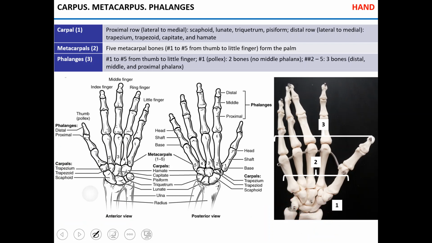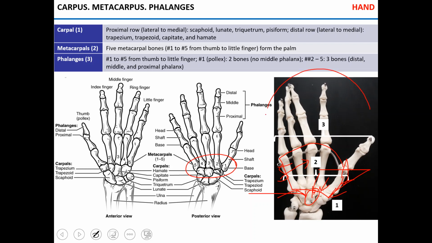Then we move on to the distal row, which starts on the same side next to the scaphoid: trapezium, trapezoid, capitate, and hamate right here. You can help yourself remember that capitate, this bone, articulates with the 3rd metacarpal. These bones that form your palm are metacarpal bones. Fairly easy to remember. They are numbered 1 through 5, from the thumb to the pinky.